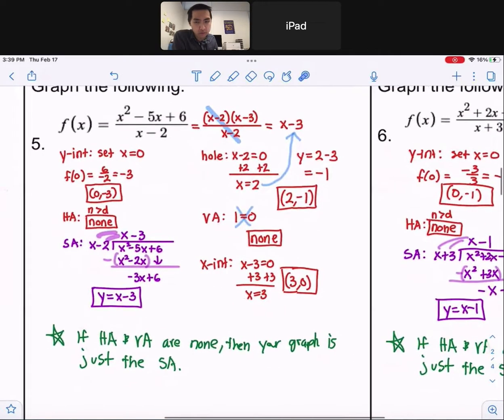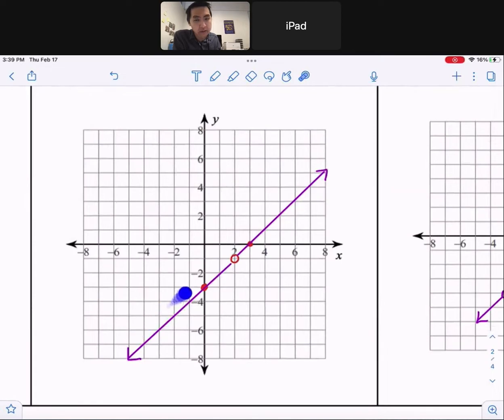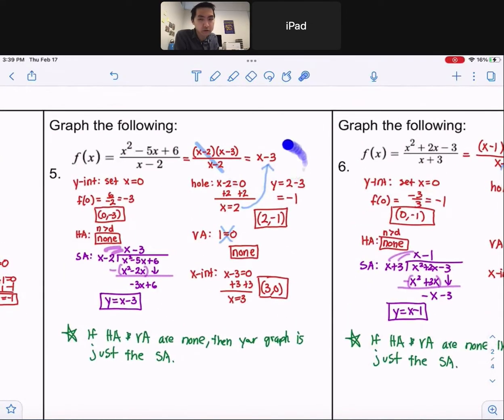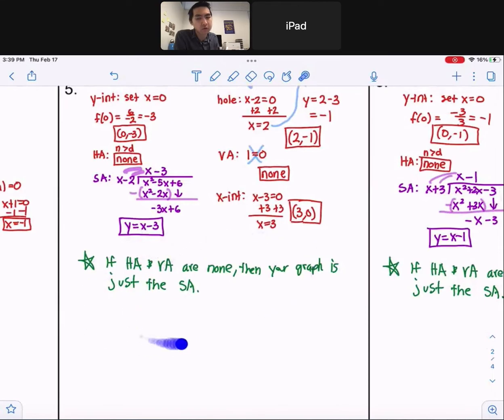Now, this is a special case. This is a very special case. If your horizontal asymptote and vertical asymptote are none, then your graph is just going to be your slant asymptote. So if you plot your hole and your x-intercept, notice they all line up on the slant asymptote, right? So the slant asymptote will be our graph equation, and then just don't forget that the hole is an actual hole. This case, where the rational function turns into a linear function, only happens when the horizontal and vertical asymptotes are none. Then your graph is just the slant asymptote, which will line up with all your points.